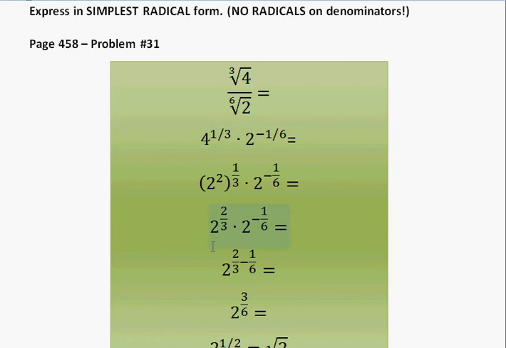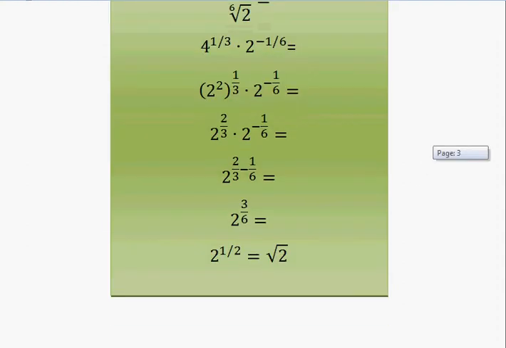Now I have like bases, 2 and 2, so all I have to do is add the exponents. Well, I have a positive and a negative exponent, so I'm going to take the positive and subtract this one from it, giving you the same base raised to the 2/3 minus 1/6. Okay, then you just subtract your fractions. This is 2 to the 3/6, which is the same as 2 to the 1/2, which is the square root of 2. So when you get done, you don't leave it as 2 to the 1/2, because the directions ask you to put it in simplest radical form. So you must have a radical when you get done with this set of problems.